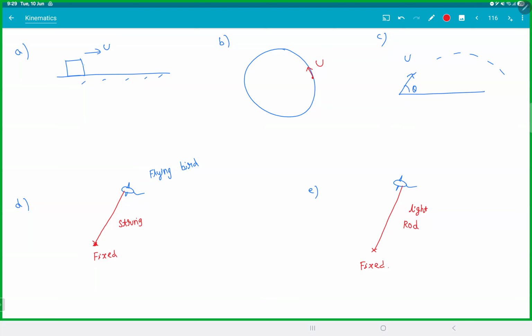What is the first one? The block goes in a straight line. So only the x coordinate changes. So here the x coordinate changes. x is equal to ut there. So this is your 1D motion. What about B? A block going in a straight line is 1D motion. Only one coordinate is changing, right? There is no y coordinate, there's only x.